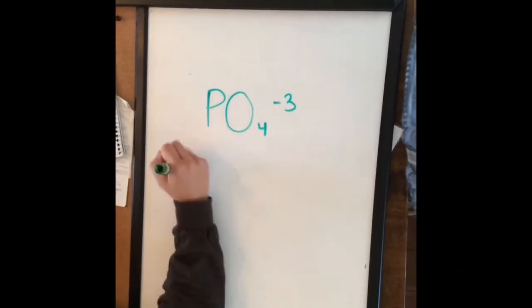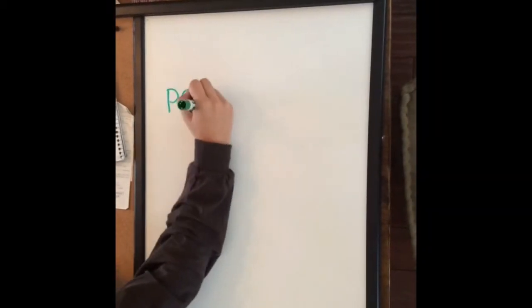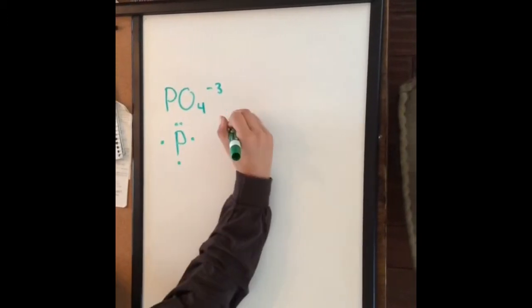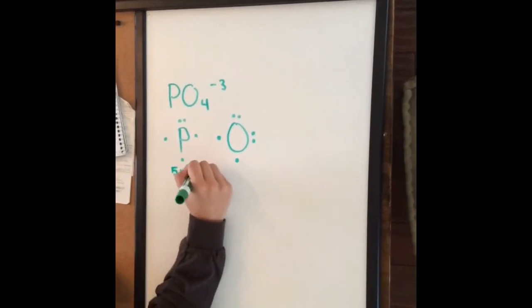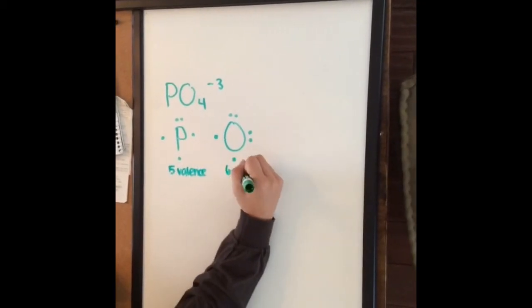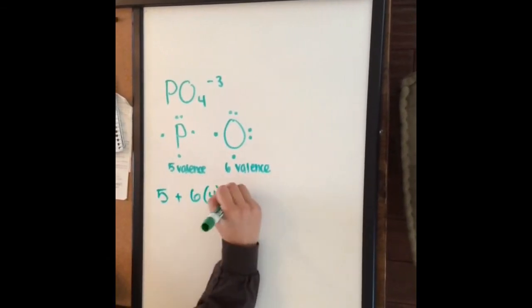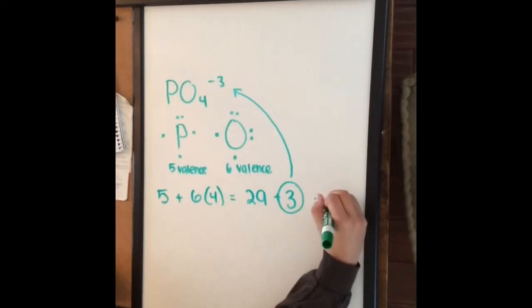The second ion is PO4-3, which is a phosphate ion. This phosphate ion is made up of 1 molecule of phosphorus and 4 molecules of oxygen. Each phosphorus molecule has 5 valence electrons, and each one of the 4 molecules of oxygen has 6 valence electrons. This creates 29 valence electrons, but because there are 3 added electrons, you need 32 valence electrons.